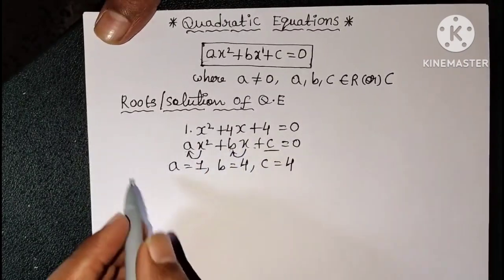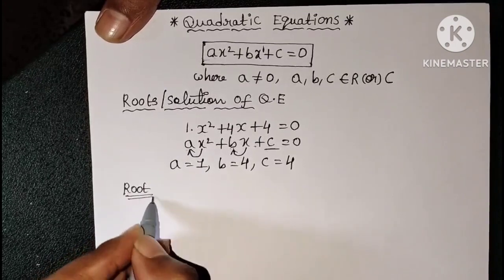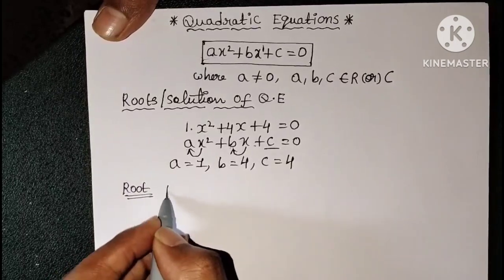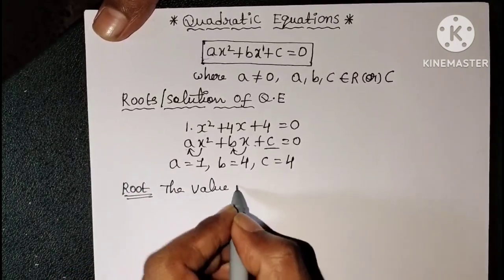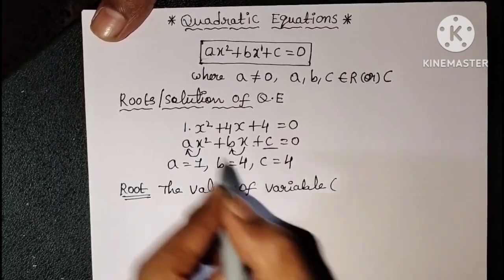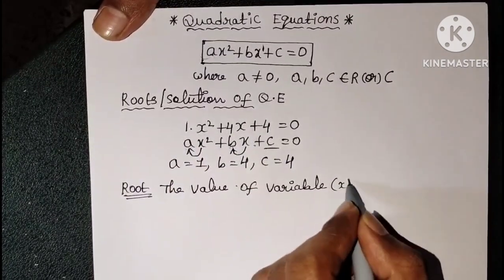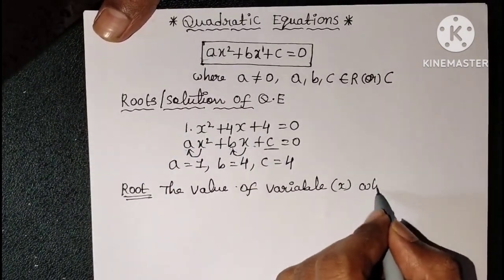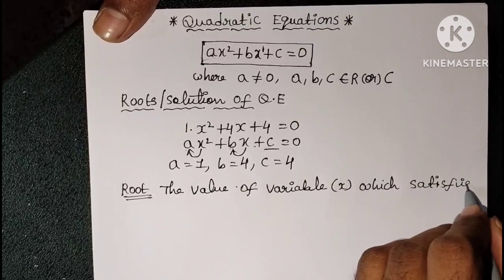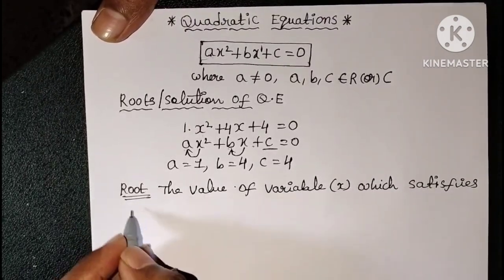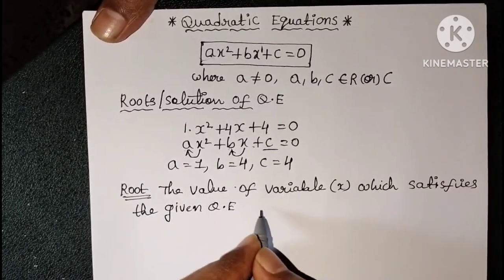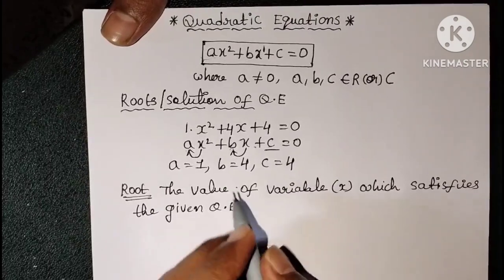What is a root? What is meant by root of a quadratic equation? The root means the value of the variable. So here what is the variable of this quadratic equation? x. The value of the variable which satisfies the given quadratic equation is called a root or solution of the quadratic equation.